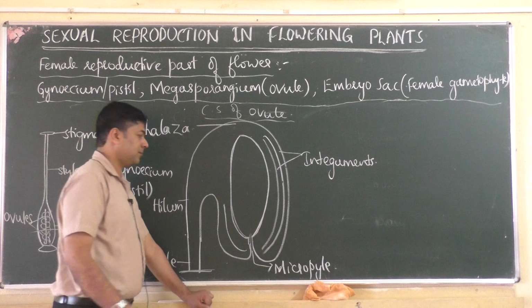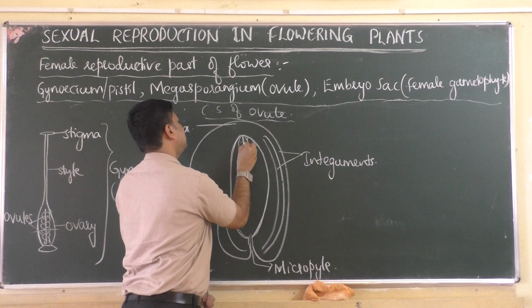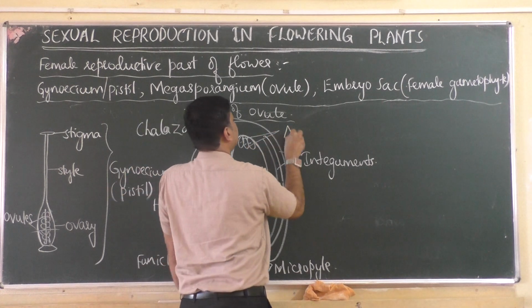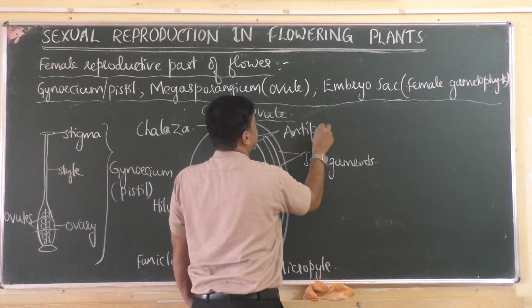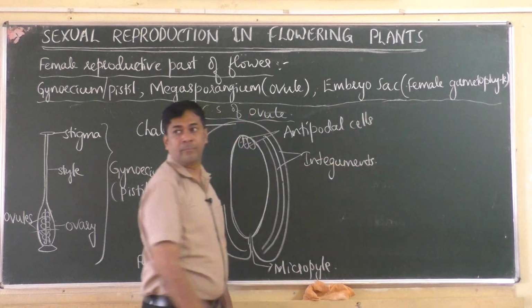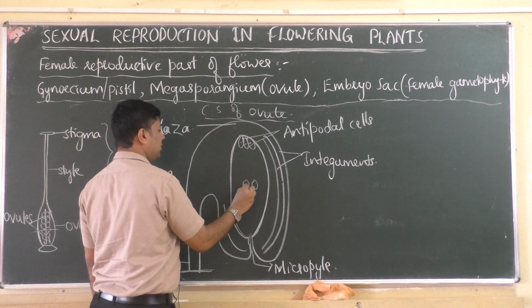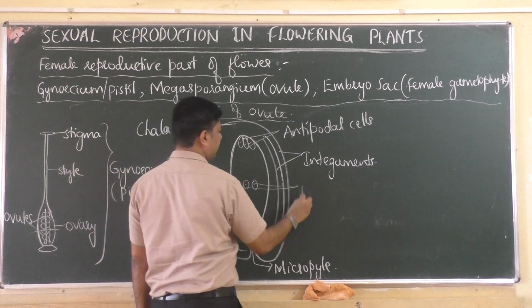Micropyle is the opening. Then here 3 cells are there. These 3 cells are antipodal cells. You know these antipodal cells. Then in the center there will be polar nuclei.